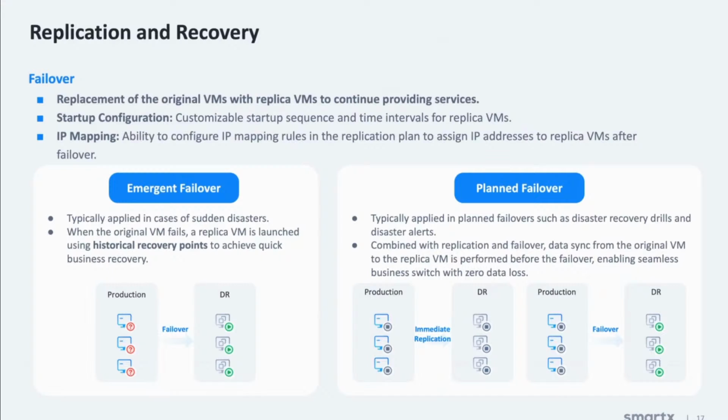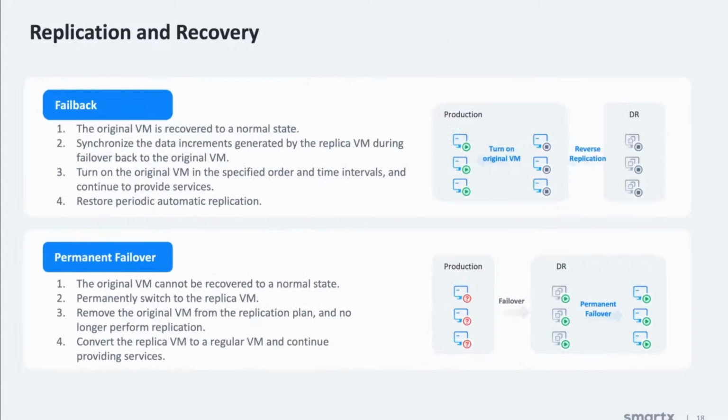Additionally, we can define IP mapping rules for each virtual machine, ensuring faster recovery based on specific business requirements and minimizing RTO. During the recovery process, we also provide two options, failback and permanent failover. In the failback process, the data of the replica VM in the target clusters is synchronized back to the source VM. It's a good choice when your source cluster is still functioning, but the virtual machine itself is unable to be restored due to a fault.